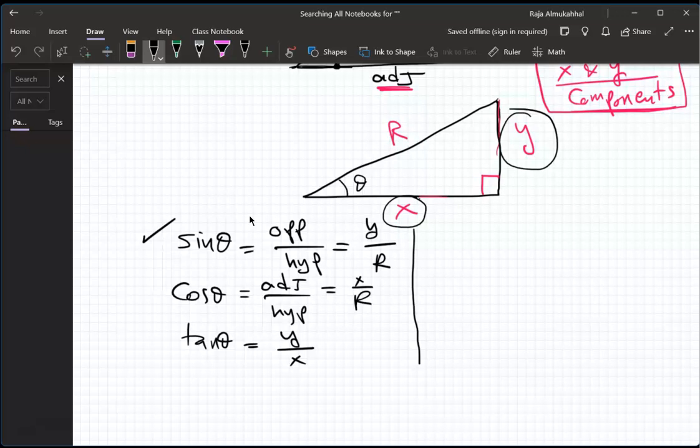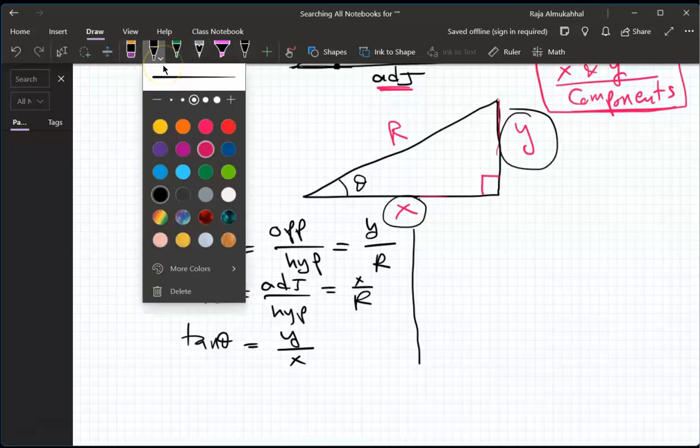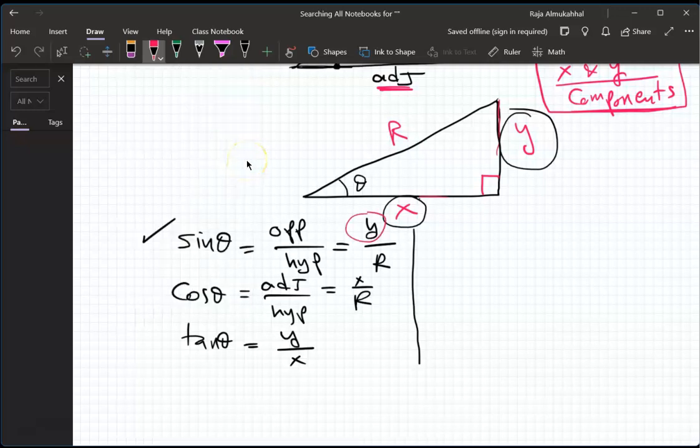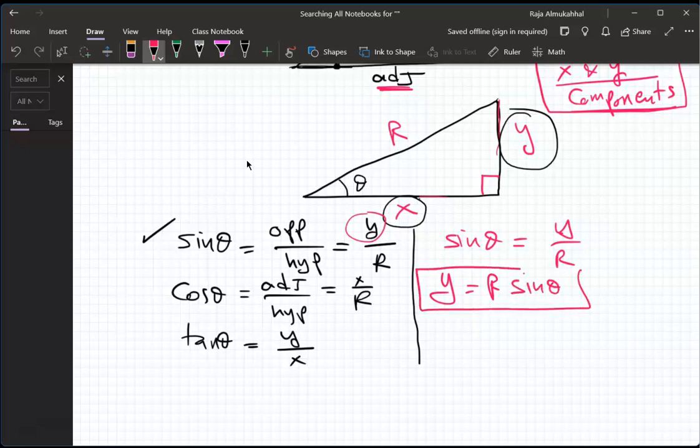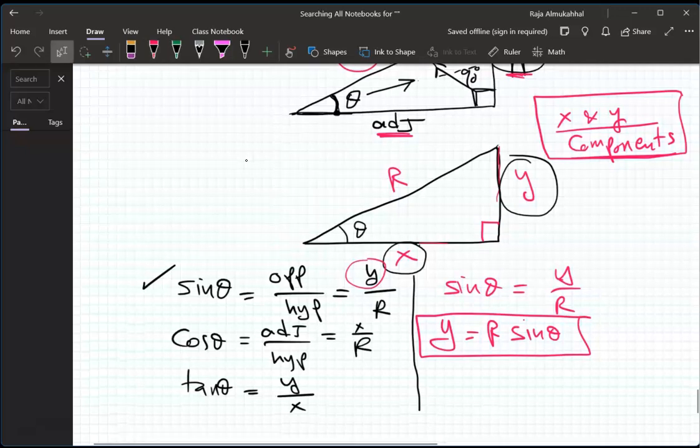So look at, if I would solve for y, let me change the color, sorry. Let's say I want to solve for y. So I have here sine theta equals y over r. So y in this case is r sine theta. This is how we write it in physics. That's what we call the y component. Remember we talked about the components right here? Those components right there? This is called the y component.